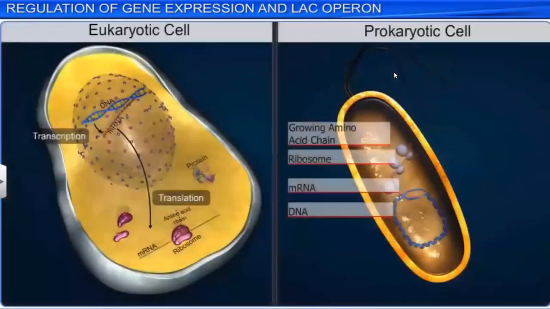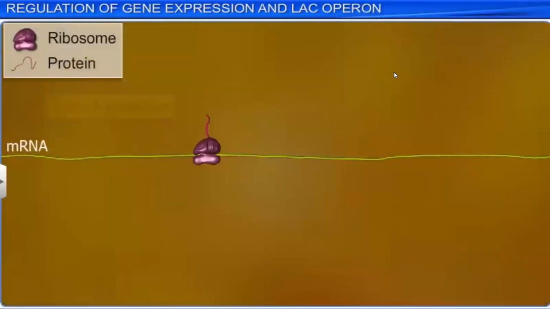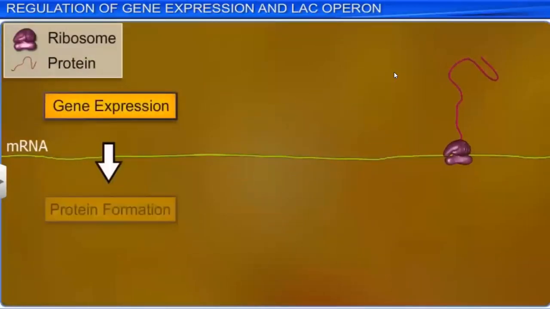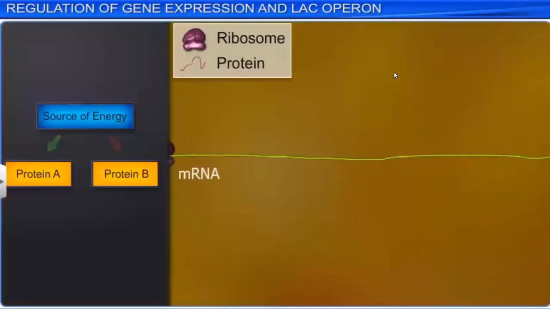Therefore, we see that gene expression is regulated differently in eukaryotes and prokaryotes. Since gene expression results in the formation of a protein, genetic regulation controls which protein must be synthesized and which protein need not.